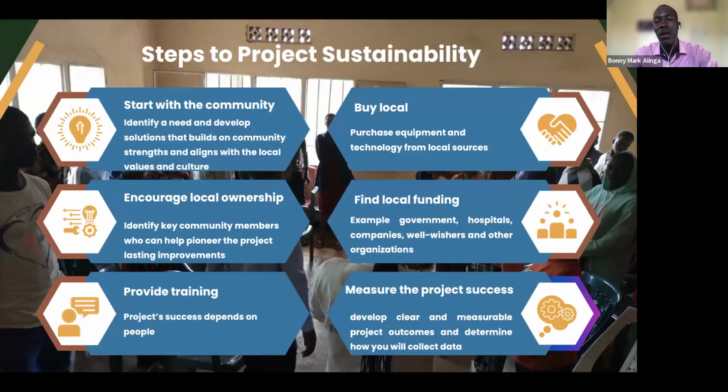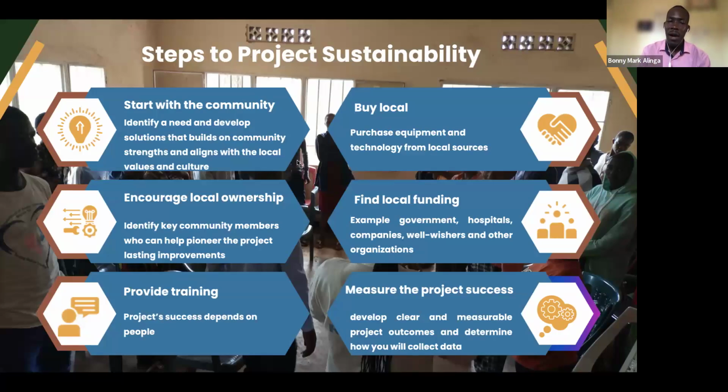But quickly, let us look into the few steps, 6 steps to project sustainability. Step number 1, if you want your project to be sustainable, start with the community. Identify the need and develop solutions that build on the community strength and align with the local values and culture. When we ignore this, then we hit the snag.